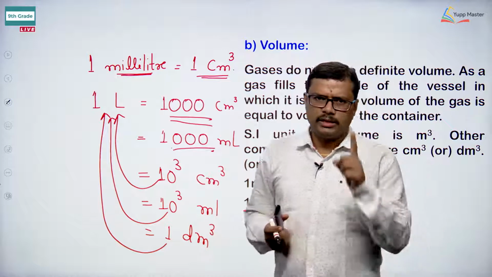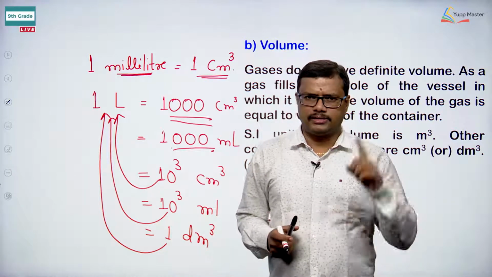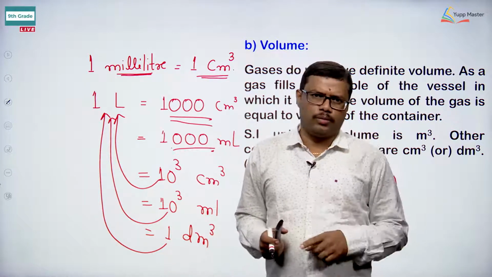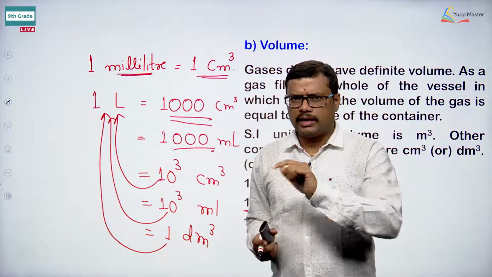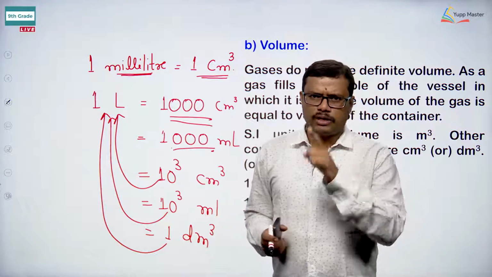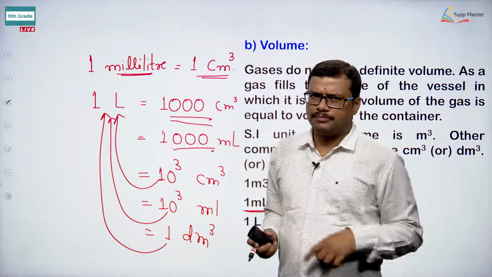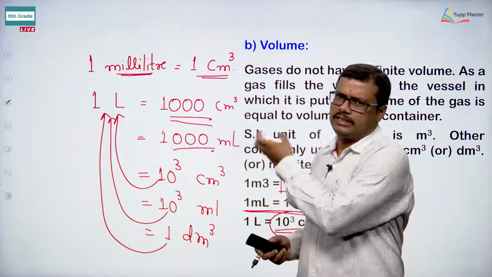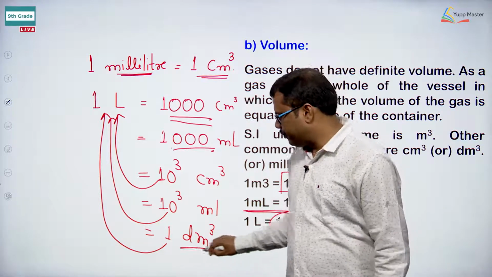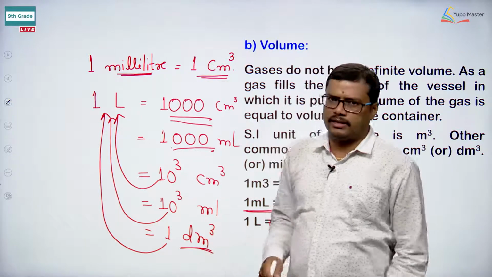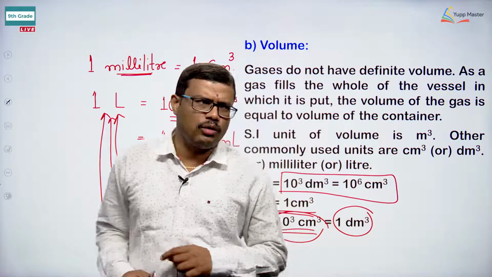1 liter means 1000 milliliters, or 1000 centimeter cube. That is to say that 1 liter equals 10 to the power of 3 centimeter cube. 1 liter equals 10 to the power of 3 ml. If I want to express the liters in terms of decimeters, 1 decimeter cube is equal to 1 liter.